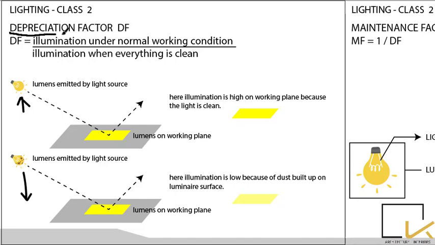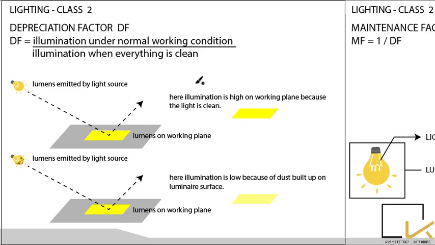See, this word depreciation means reduction. Here, illumination is high on working plane because the light is clean. Therefore, it will be a brightly illuminated surface, and when there are dust particles accumulated on the light surface, lumens will be low. Hence, illumination will be low on this surface. So this was depreciation factor, given by illumination under normal working condition divided by illumination when everything is clean.